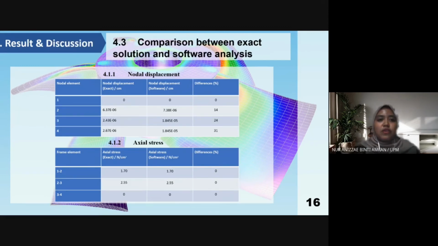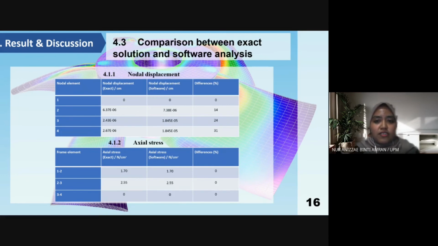Next, for the comparison between the exact solution and software analysis, what can we say here? For nodal displacement, the difference between the exact value and the software output was 14% for element 2, 24% for element 3, and 31% for element 4, so the range of the percentage is between 0 and 31%. The difference in nodal displacement actually happens because when the bar is cut into more parts, the nodal displacement will become closer to the exact value.